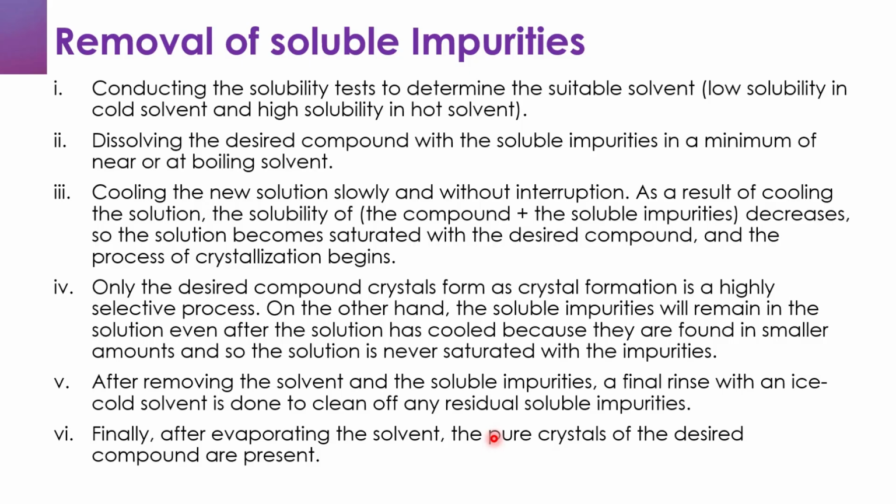One, by conducting a solubility test to determine the suitable solvent. That is a solvent in which the compound has a low solubility when the solvent is cold and a high solubility when the solvent is hot. After that, we dissolve the desired compound with the soluble impurities in a minimum amount of solvent at or near its boiling point.